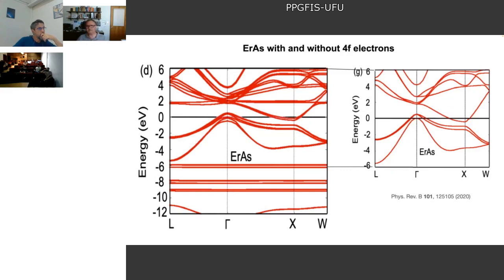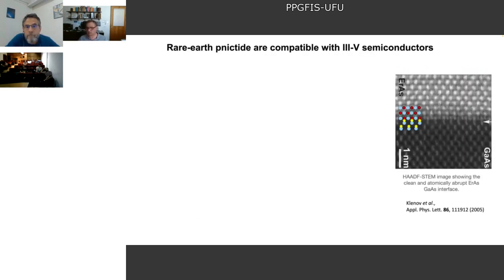And you see that the expression of the bands do not change much, and there are some extra splittings due to the F interaction, unoccupied F with the pnictide P, but for us, we are going to neglect that. And so we are going to talk only about systems, so far in this problem, where we are not going to take the 4F electrons into account.